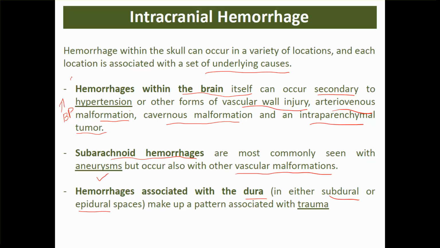One is the hemorrhages inside the brain substance, and usually it is secondary to hypertension or anything related to vascular wall injury, or an intraparenchymal tumor. Whereas subarachnoid hemorrhages are usually seen with aneurysms or can also be seen with vascular malformations. The hemorrhages related to the dura are usually related to trauma, either subdural or epidural.